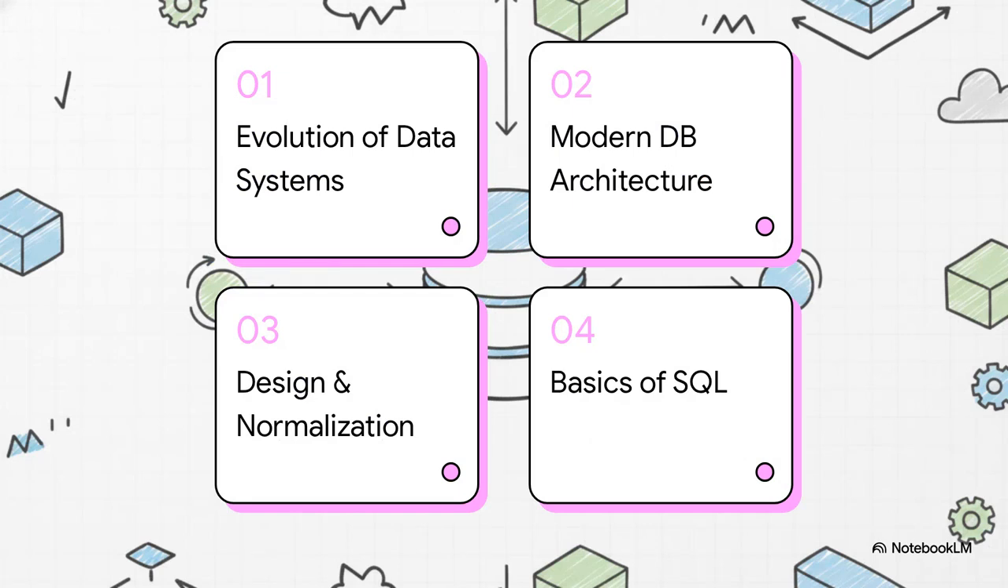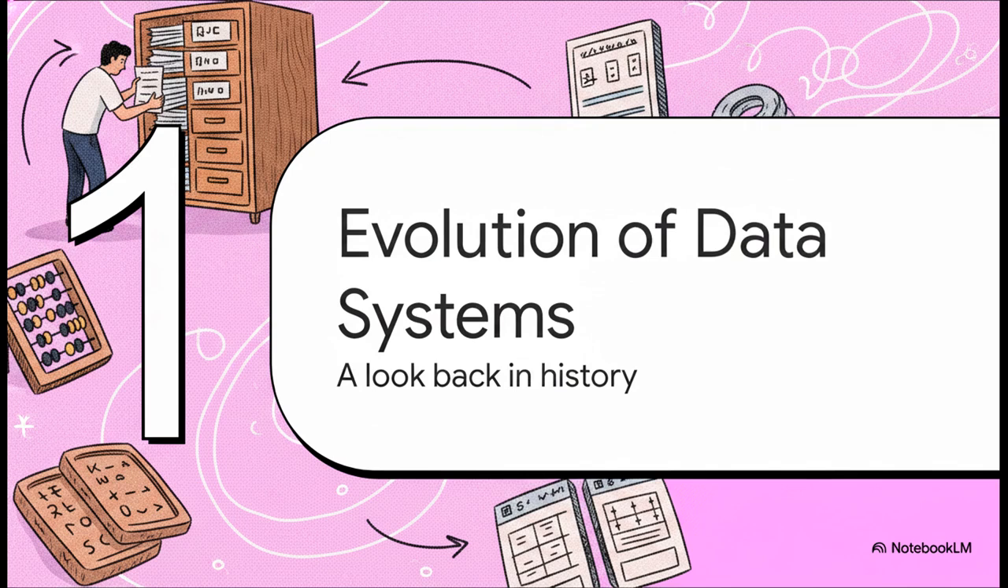Here is our roadmap for today. First up, the evolution of data management systems. Second, the architecture of modern databases. Third, design and data normalization. And finally, the basics of the SQL query language. Section 1. Evolution of Data Management Systems.